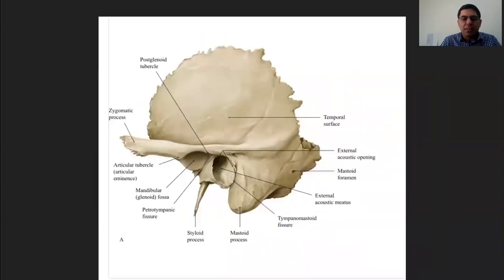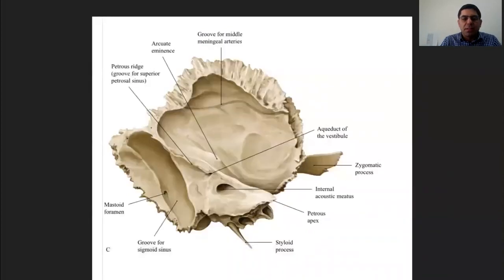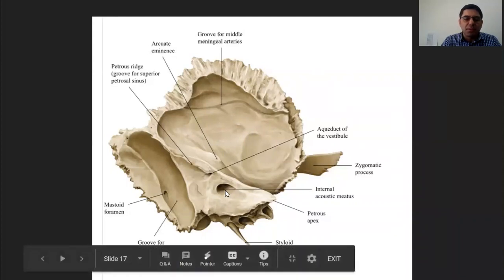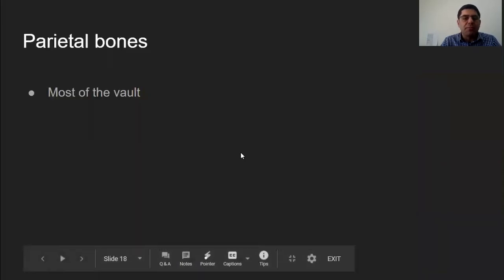This is from the inside. This is from the outside, and this is from the inside. Zygomatic process. There will be the brain here, and this is the ear, internal acoustic meatus here. And these are all foramina, which we will discuss and learn what goes through these later on.